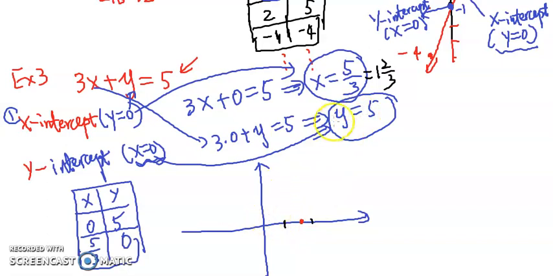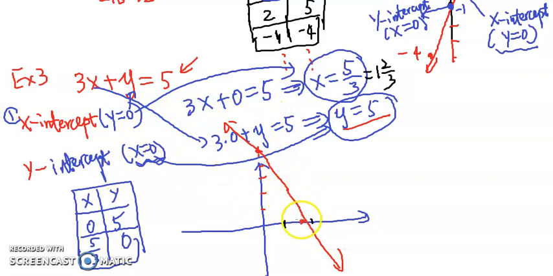And y equals 5, because the y-intercept must be on the y-axis. So 5 would be 1, 2, 3, 4, 5. So we have these 2 points, and we can join them to get a straight line. So that would be the graph. My line is not perfect, not straight, but you get the idea how to do that.